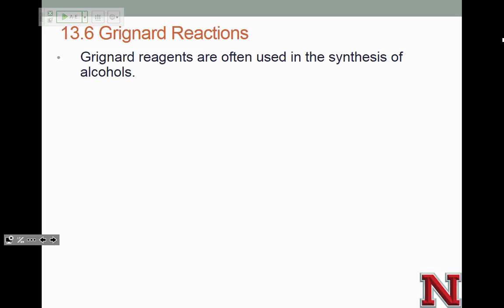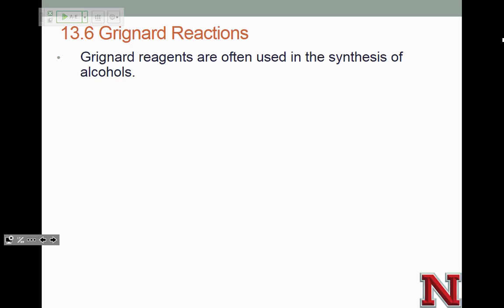So the next reaction we're going to talk about is called the Grignard reaction. The Grignard reagent is named after one of the first scientists to report on this particular reaction. It's what we call a name reaction. The name doesn't really mean anything except it's after someone. But you do need to know it because it's known so much.